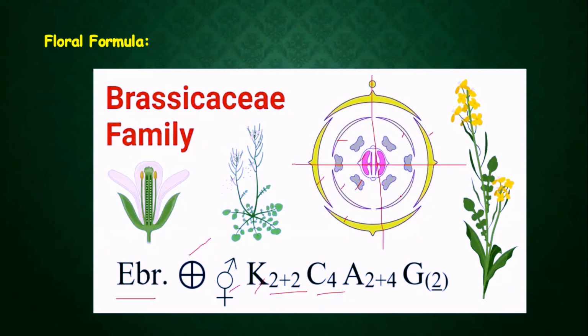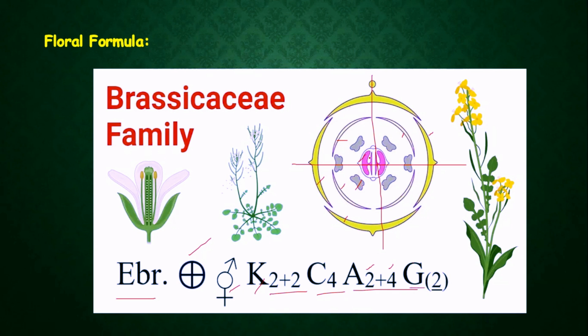Corolla consists of 4 petals. Petals are free from one another, just touching one another without overlapping. So this kind of arrangement is called valvate estivation. See the next, androecium. Totally how many stamens are there? Six stamens, arranged in two whorls. Four stamens have longer filaments, two stamens have shorter filaments. So this kind of arrangement is called tetradynamous.